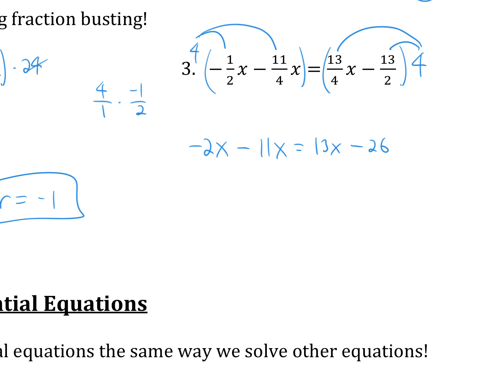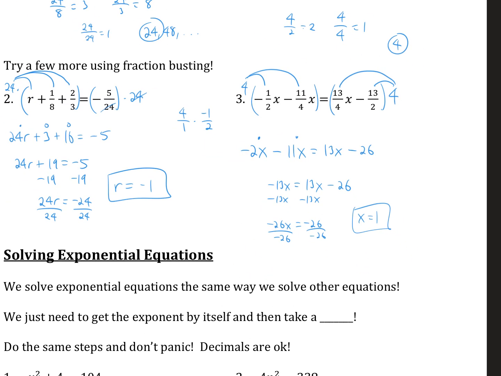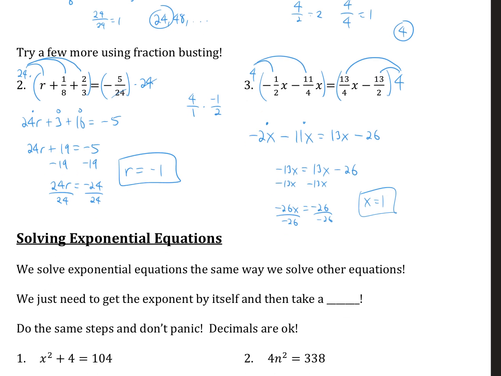All right, anything to distribute? No. Any like terms? Yep, got negative 2x and negative 11x. It's going to be negative 13x equals 13x minus 26. Now, it's going to be kind of weird here, but I would actually move this 13x to the other side. Minus 13x, we get negative 26x equals negative 26. Divide by negative 26. X equals what? 1? Nice. So you can do the same thing with finding common denominators, but fraction busting just makes your lives a lot easier. Work smarter, not harder, right?